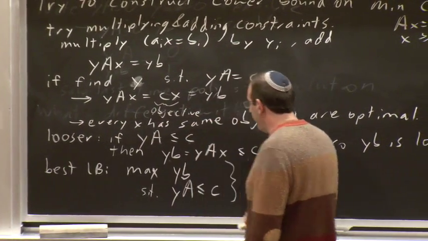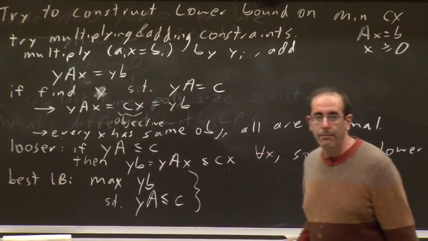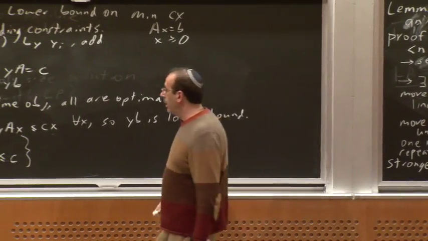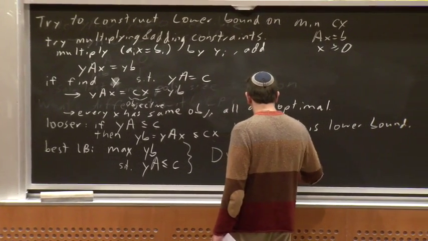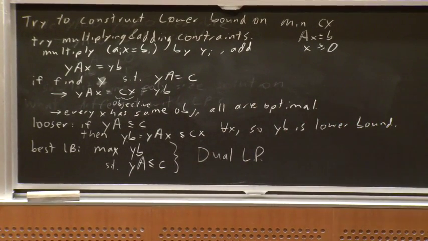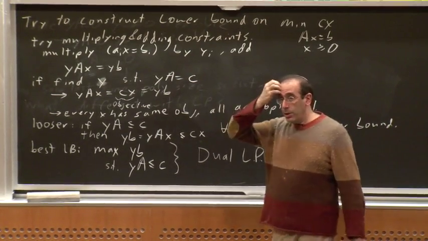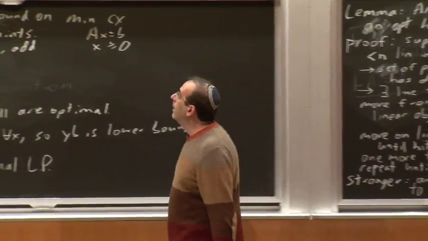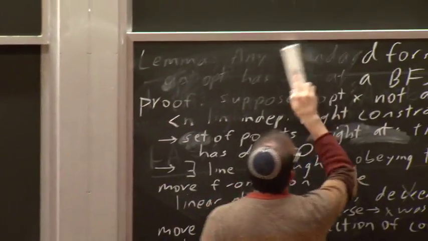So what's interesting is that I have now constructed a different linear program. My search for a lower bound has produced a different linear program. This is known as the dual linear program. And it's called the dual because it has a very intimate relationship to the original linear program. But we've already proven something quite nice, which is called weak duality.